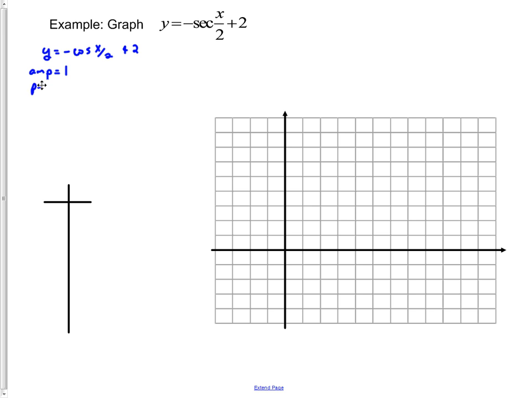The period of the function is equal to 2 pi divided by 1/2, which is to say 4 pi. There is no phase shift. Even though we're adding something right here, it's not enclosed in parentheses. It's not part of the argument of our secant function. So no, there is no phase shift. Okay, but there is a vertical shift upward by 2.